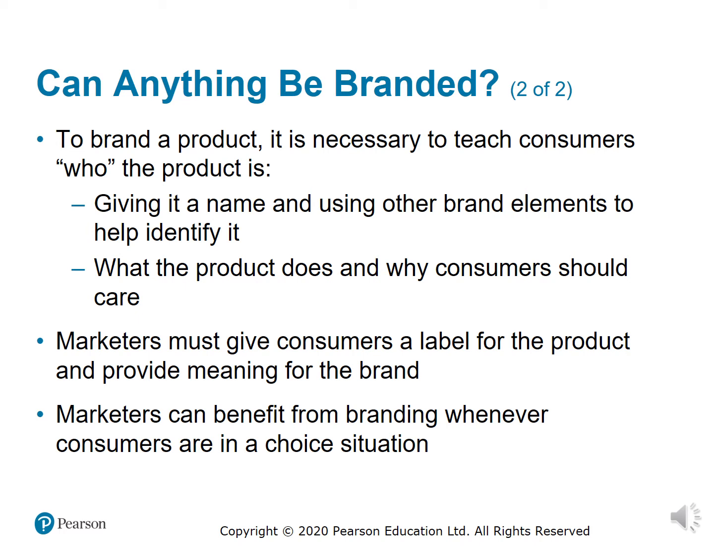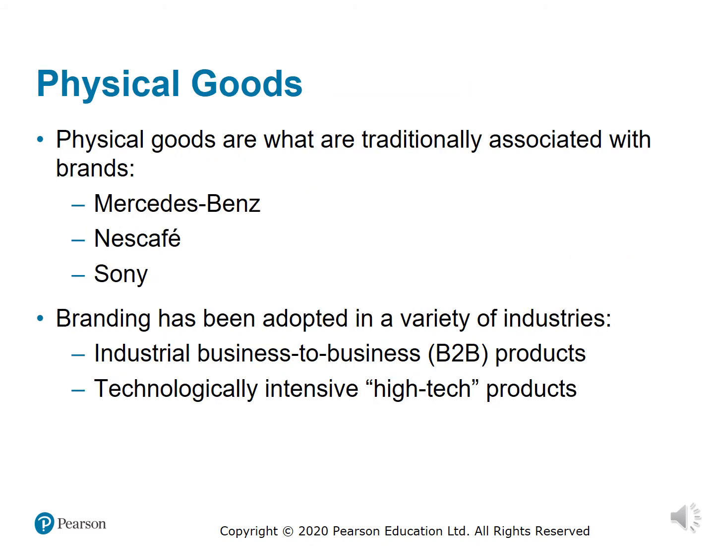Let's move on to the next slide. Physical goods. Physical goods are what are traditionally associated with brands: Mercedes-Benz automobile, Nescafe coffee, Sony electronic device. And branding has been adopted in a variety of industries, industrial business-to-business product, and technology-intensive high-tech product.